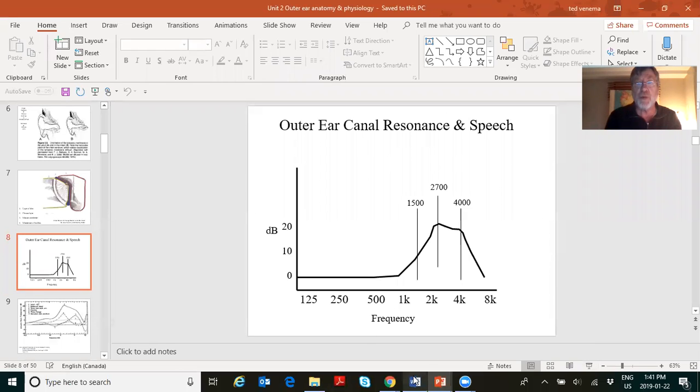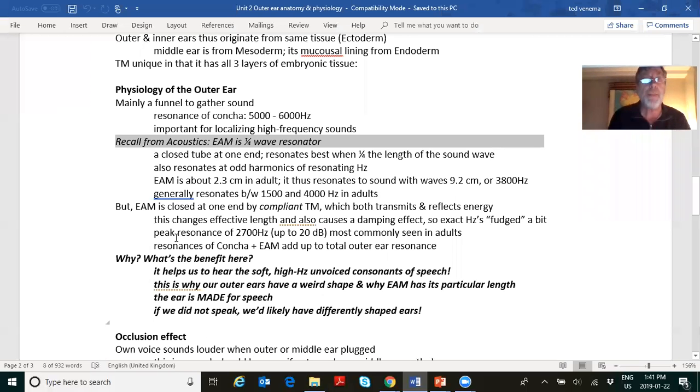That's the main physiology of the outer ear. It helps you hear the high frequency sounds of speech, and those are the letters S, F, T, CH, K, sh. All those high-pitched sounds. So there we have it. Okay, share screen. Go to our notes.